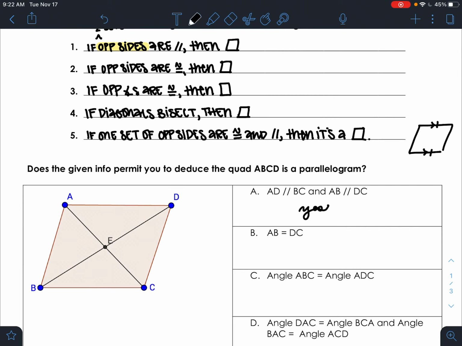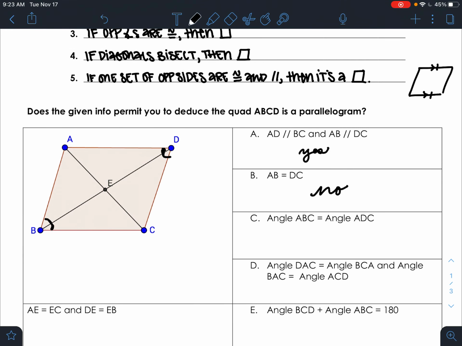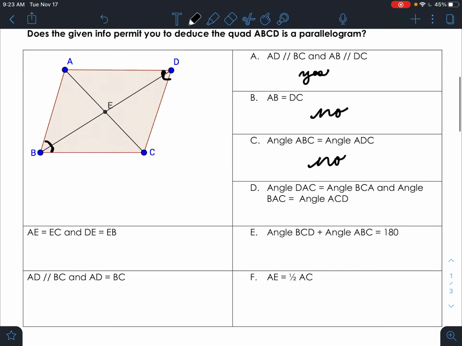Now, the next one just gives us that AB is congruent to DC. The answer to this one is no, because you need both sets of opposite sides to be congruent. They only gave you one of them. The next one says angle ABC, so this full angle, is equal to angle ADC. Again, the answer is no, because I only have one set of opposite angles congruent, and I need both sets, okay?